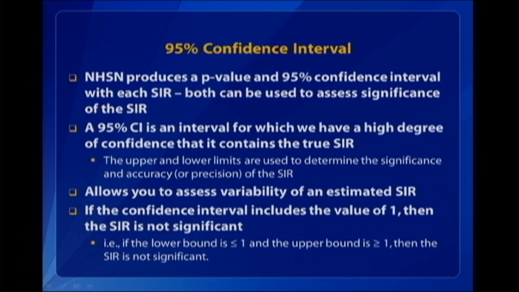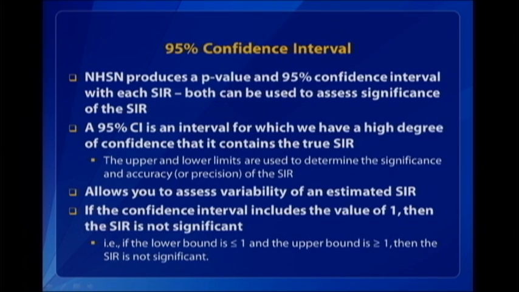So really, we can define a 95% confidence interval as an interval for which we have a high degree of confidence that it contains the true SIR, okay? I think what we're saying here is your SIR is actually an estimate. And this confidence interval is looking to see, are we sure that this interval of numbers will have the true SIR, the actual SIR? So there is an upper and a lower limit, and we use the values of these to determine the significance and accuracy or precision of the SIR.